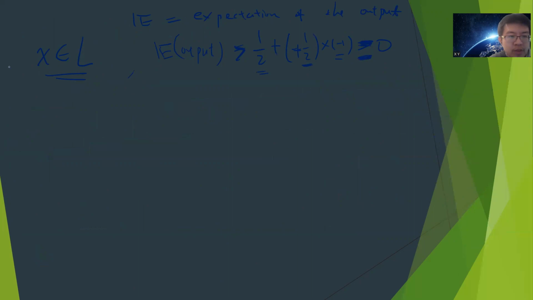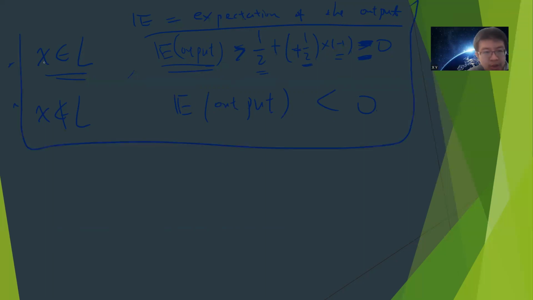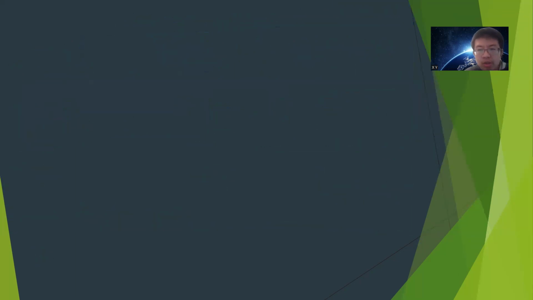So what I'm saying is that if x belongs to L, then the expectation value of the algorithm output should be greater than 0. If x does not belong to L, the expectation value of the output should be less than 0. So in this way I use the expectation output, and I change 0 to -1. This is a very good way to check whether the algorithm is in PP. You can show that if the expectation value of the output is greater than 0, then x belongs to L. If x does not belong to L, the expectation output is less than 0. You can use this to show that this algorithm is in PP.